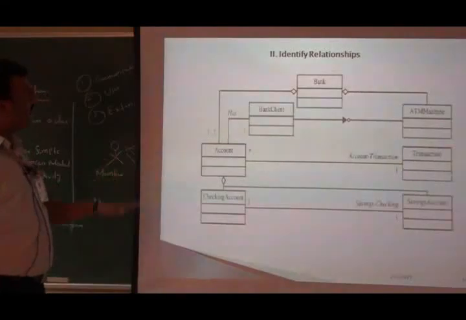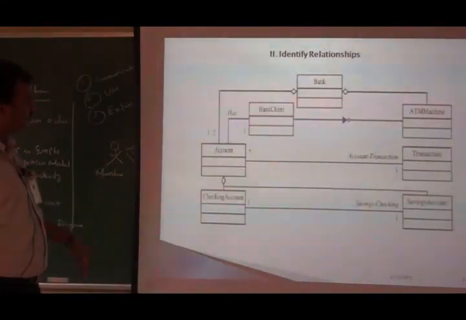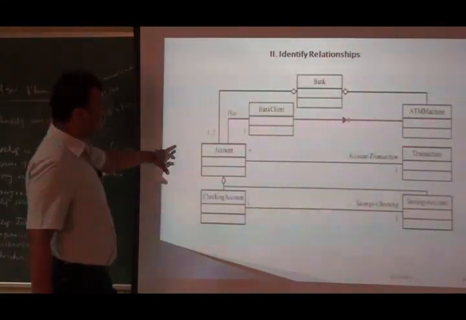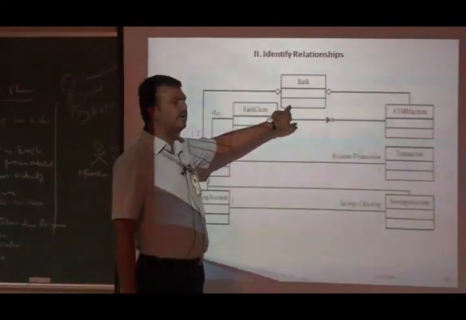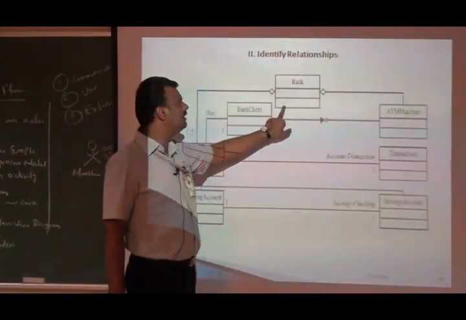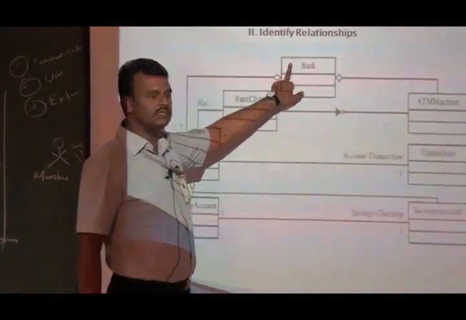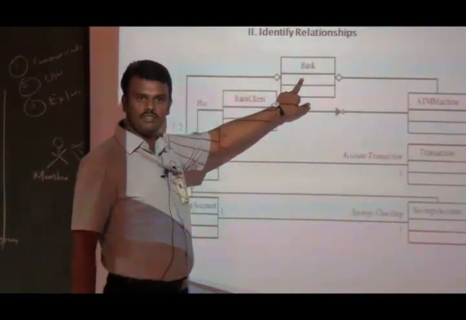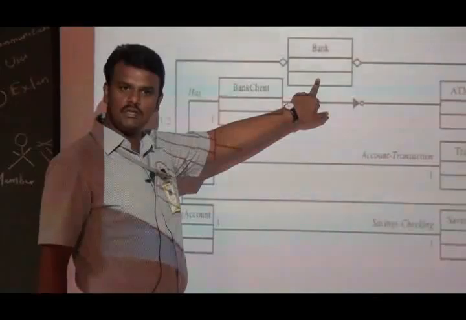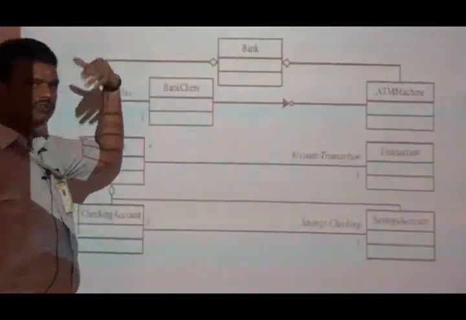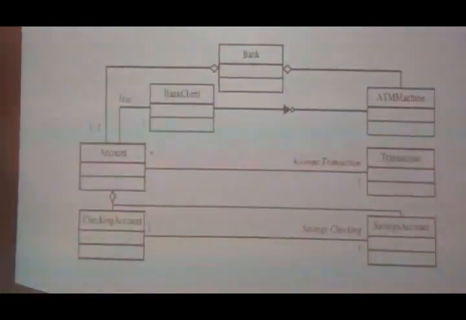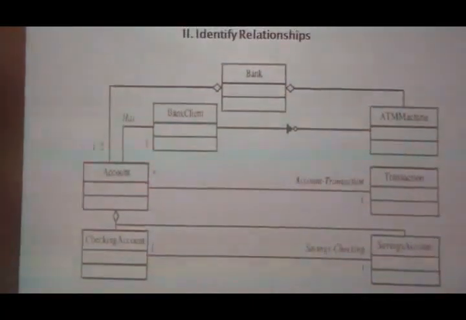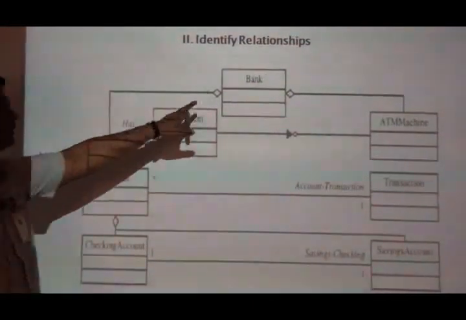Then the next one, relationship. Before we start the relationship, how do we represent a class? The class is represented as a rectangle with 3 compartments. What are the 3 compartments? The first compartment represents the class name, the second compartment represents the attributes, and the third compartment represents the methods.